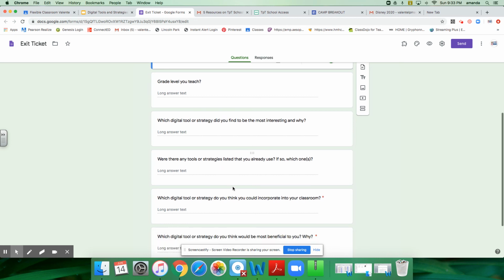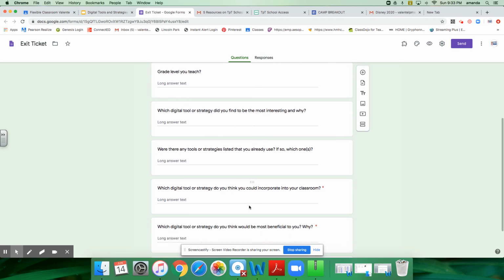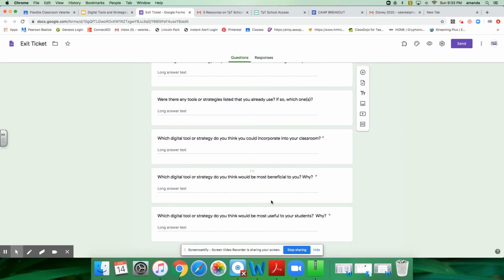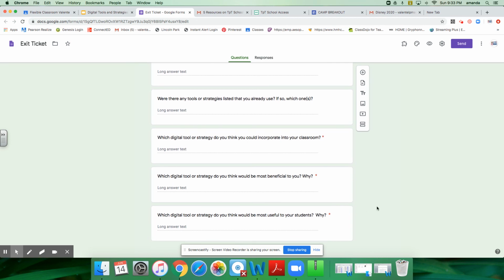If so, which ones? Number 3, which digital tool or strategy do you think you could incorporate into your classroom? Number 4, which digital tool or strategy do you think would be most beneficial to you and why? And finally, which digital tool or strategy do you think would be most useful to your students and why?